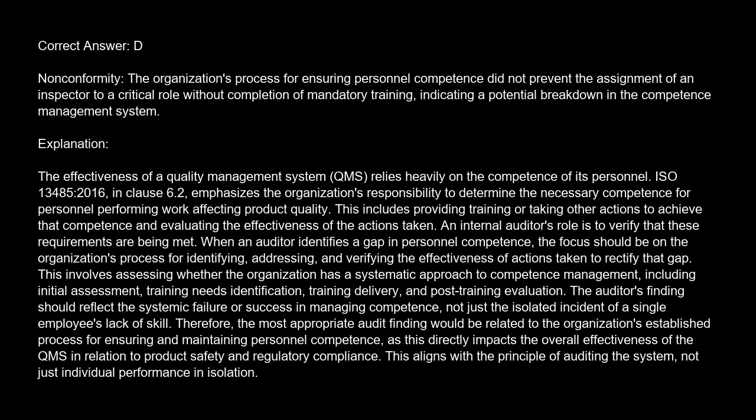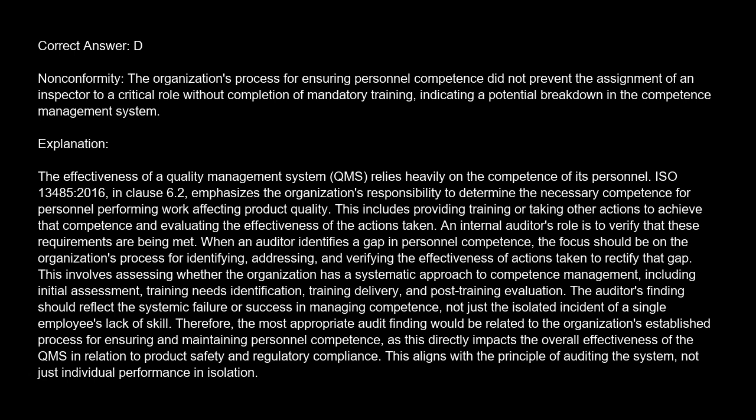13485:2016, in Clause 6.2, emphasizes the organization's responsibility to determine the necessary competence for personnel performing work affecting product quality. This includes providing training or taking other actions to achieve that competence and evaluating the effectiveness of the actions taken. An internal auditor's role is to verify that these requirements are being met.